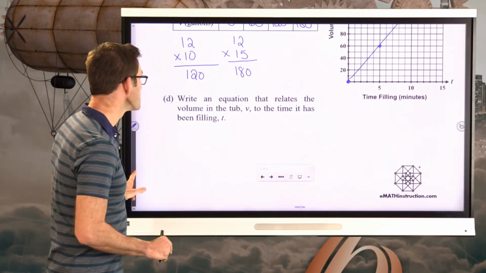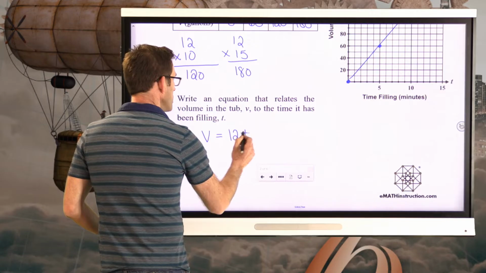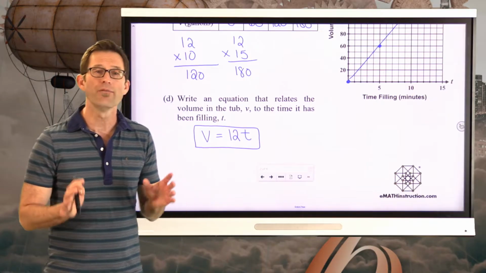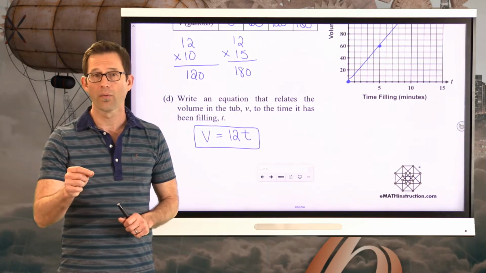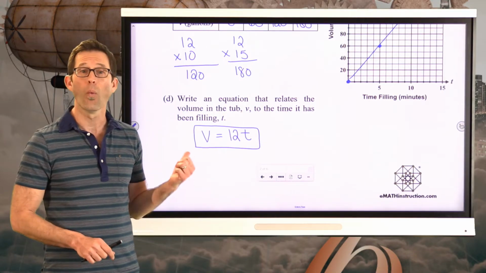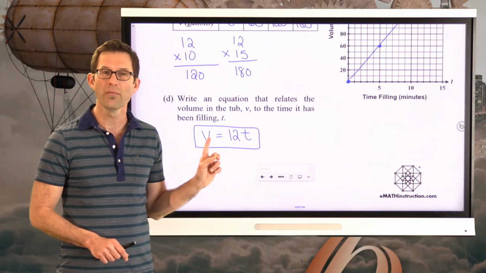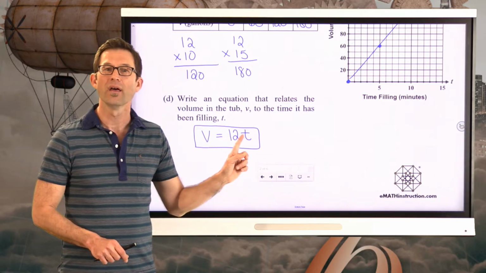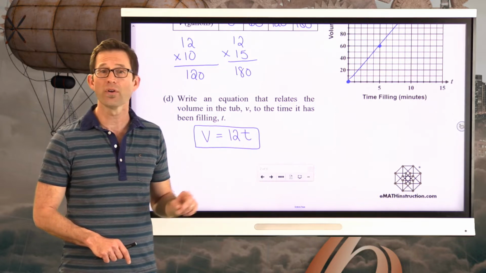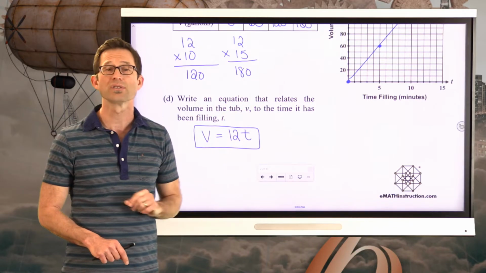So it appears that every time, the volume that goes in there will be just 12 times the amount of time that it's taken, right? And very often, when we have two variables related by a rate, and we'll see this again and again in today's lesson, you will see that one of them is just equal to the rate times the other one. So the volume was equal to that 12 gallons per minute times the time, the number of minutes that we've been filling up the bathtub.